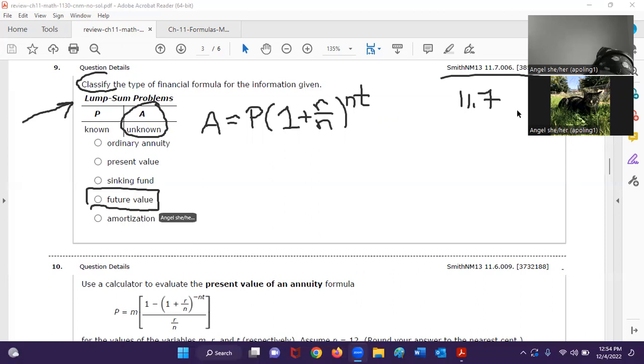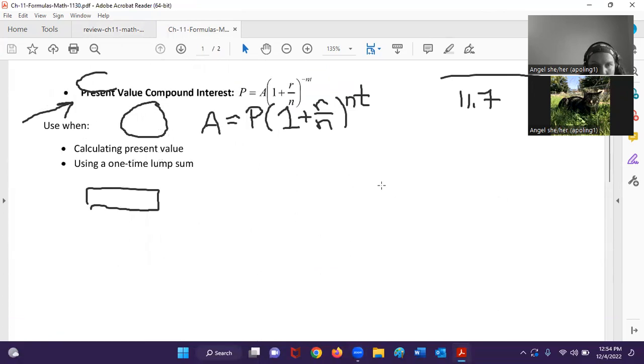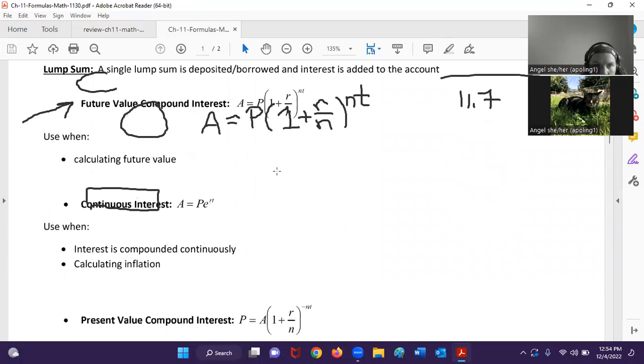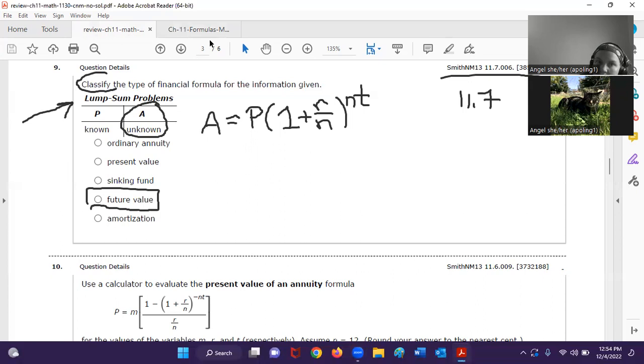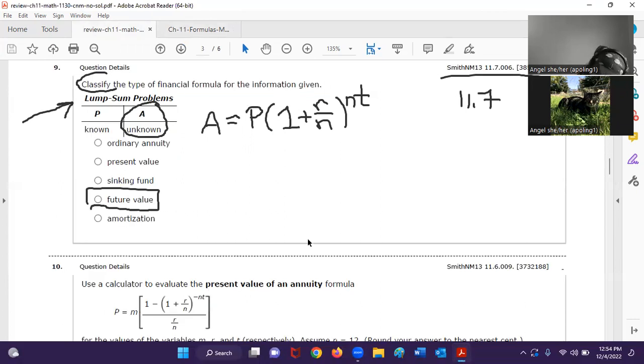So whichever formula we're using, we don't have A. So let's go see what formula we actually should be using, because that's the compound interest formula. Yeah, there's lump sum. Lump sum. Okay, so the lump sum problem on the formula sheet where we are looking for a future value.